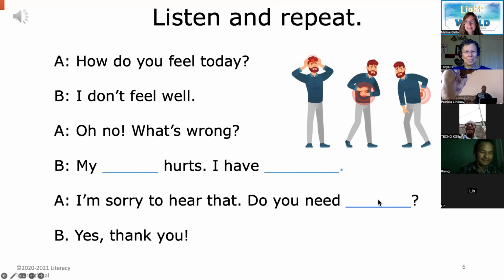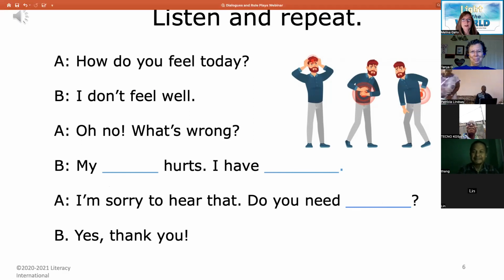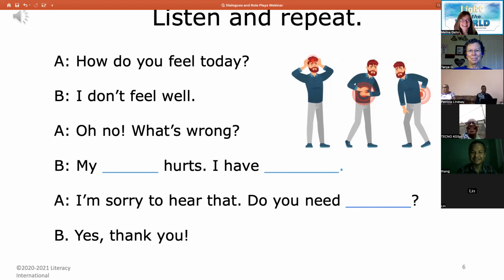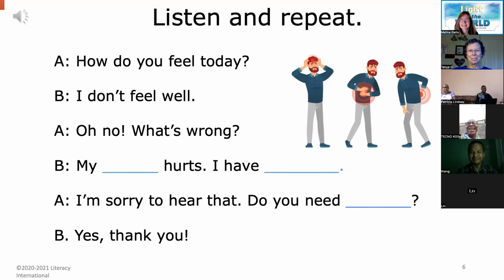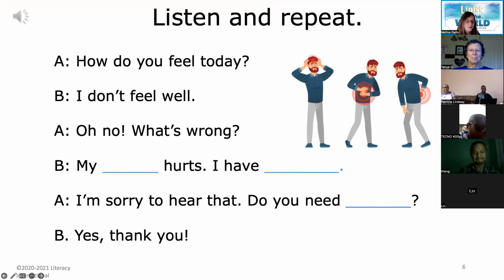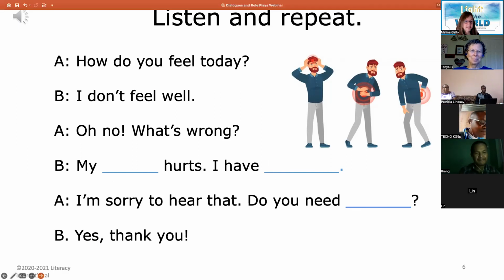Do you need? So what is something we could give a person who has a stomach ache? What might help them if they have a stomach ache? In your country, what do you do when someone has a stomach ache? We give him aspirin. You give him aspirin. Okay. So we can say, I'm sorry to hear that. Do you need aspirin? Yes, thank you. Okay. So that's one way to do it, to elicit answers.